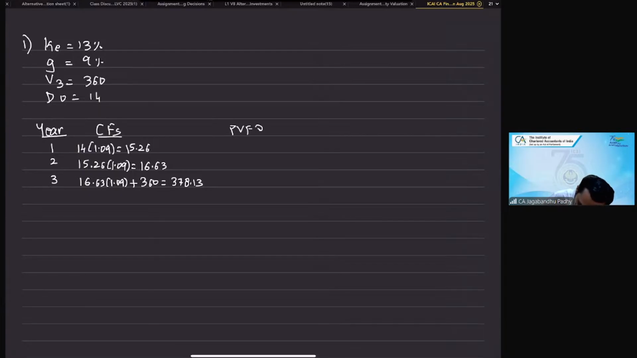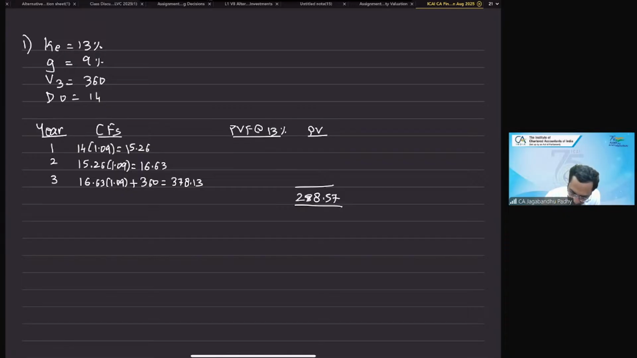Now we can definitely take the present value factor at 13% and then take the PV. Give me the PV, guys. Calculate the present value. 288.57. How much? 288.61, sir. 288.57.